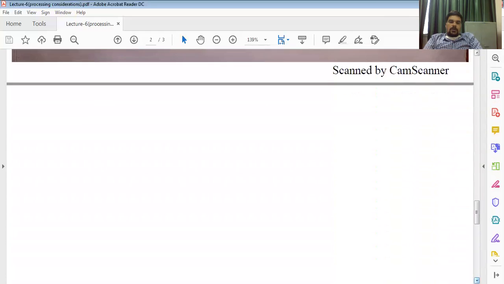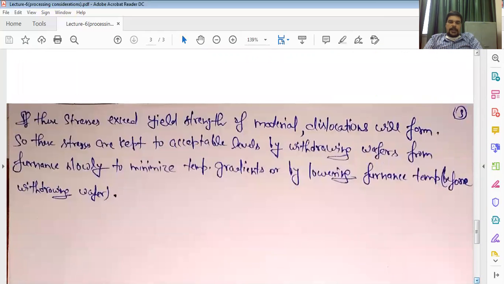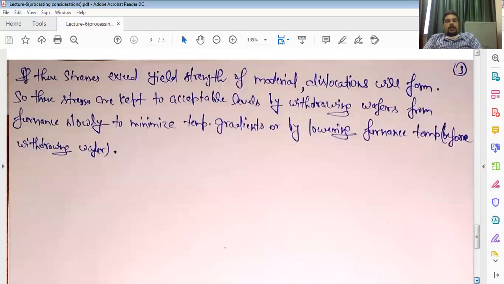We need to maintain this stress level below the yield strength of the material. If the stress exceeds the yield strength of the material, dislocations will form. So these stresses are kept to an acceptable level by withdrawing wafers from the furnace slowly, or by reducing the temperature of the furnace while we are withdrawing the wafers. So this was all about the processing considerations in the case of wafers. Okay, thank you.